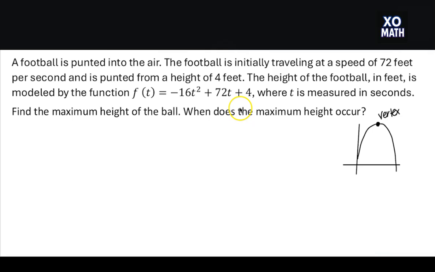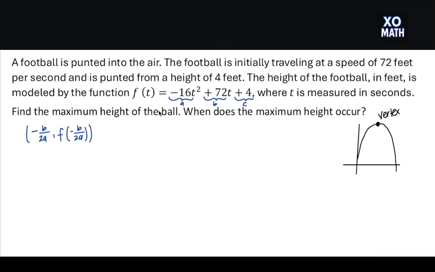Now we can go ahead and do this in two ways. We can complete the square on this quadratic, or we can use what is called the vertex formula. So that's what I'm going to use. The vertex formula in general says we're going to do negative b over 2a, and then we're going to plug that into the function. So in this case, that's going to be f of negative b over 2a. Now, the value of a is the value in front of t squared. The value of b is the value in front of t, and c is the constant.